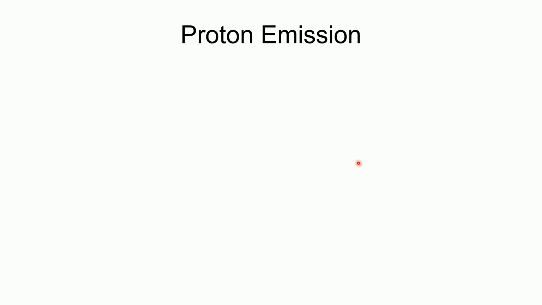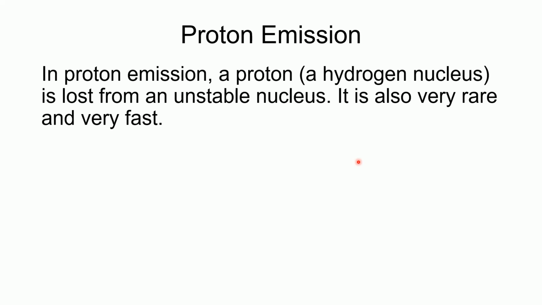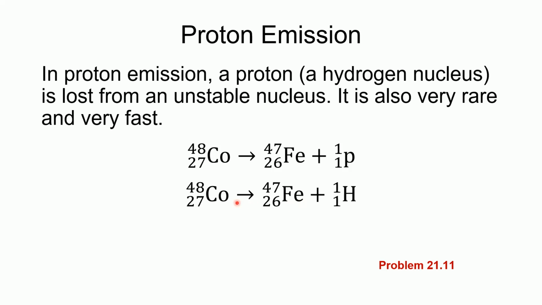All right, and then finally, we've got proton emission, and proton emission, again, is quite rare. That's just where a hydrogen nucleus is lost from an unstable nucleus. Typically, this is when we have way, way too few neutrons, and so here we've got cobalt-48, which is a very unusual isotope for cobalt. It gives off a proton, so it gives off a mass number of 1 and an atomic number of 1, so you'll see both of the numbers go down by 1. Then we can also write it like this, where we can write hydrogen. It's just the nucleus of a hydrogen.